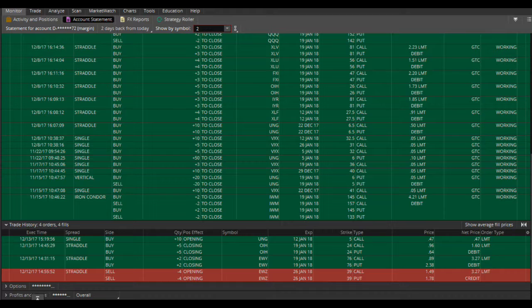But we're really going to talk about our opening in EWZ and our closing trades in EWY and OIH, both of which were straddles for pretty nice profit. Okay, let's get right into EWZ and EWY and OIH.